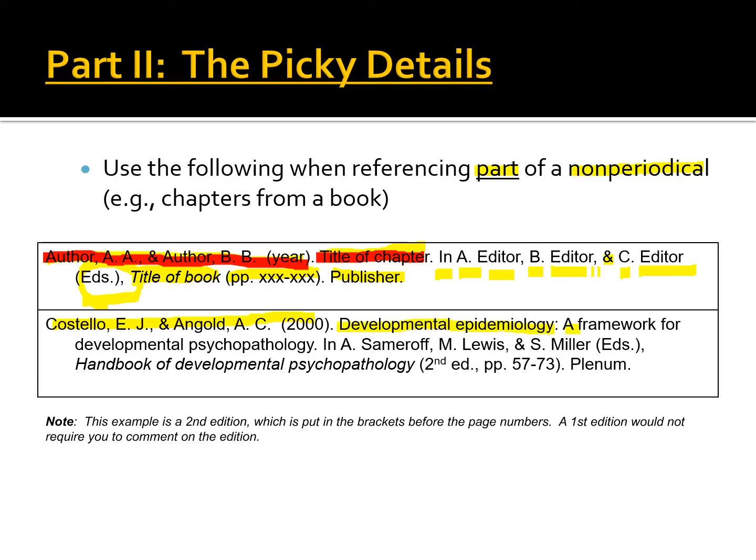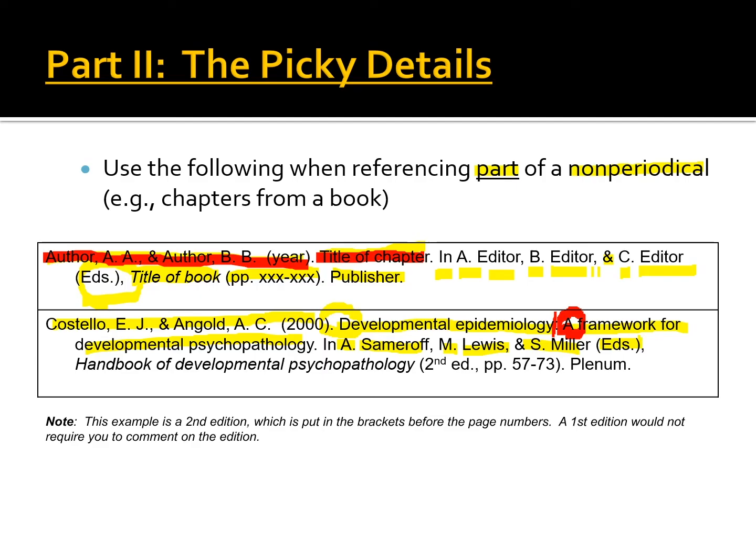So in this example down in the second box, I've gotten even a little more detailed. So here we have Costello and Angold in 2000. I'm citing the chapter, which is called Developmental Epidemiology, a Framework for Developmental Psychopathology. Notice this is sentence case. Okay, so in other words, only the first letter is capitalized here. But also note, because there is a colon that is provided here, I now capitalize the next word following the colon, and that is always the case, for the record, in the reference list.